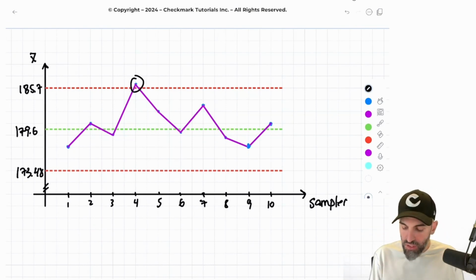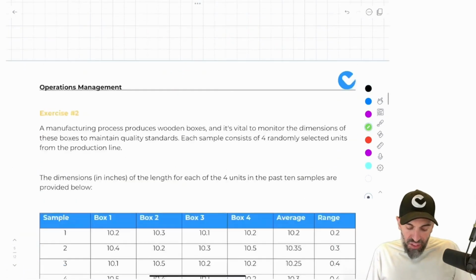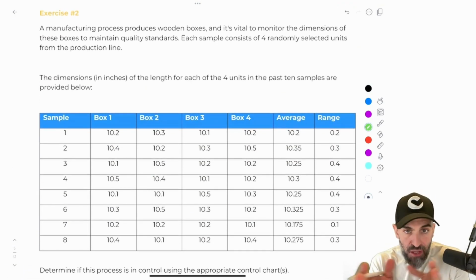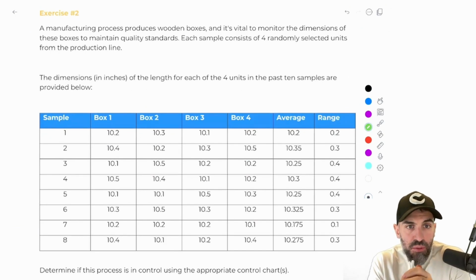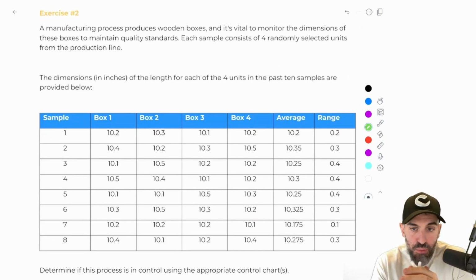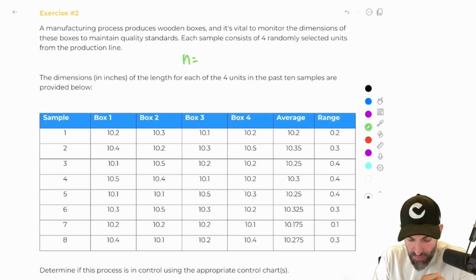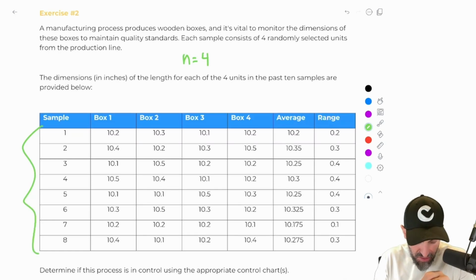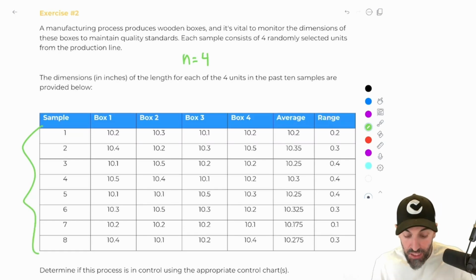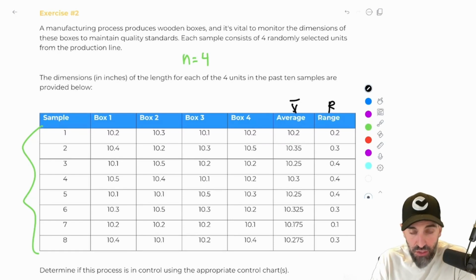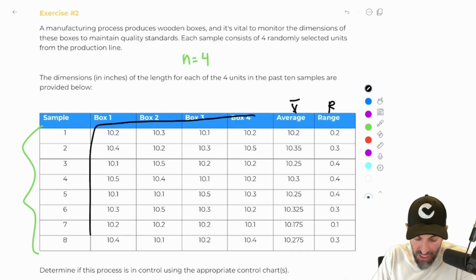Okay? Now, what if you don't have the standard deviation? This is what we'll see in this next example. So a manufacturing process produces wooden boxes, and it's vital to monitor the dimensions of these boxes to maintain quality standards. Each sample consists of 4 randomly selected units. So my sample size is 4, and I have 8 samples. The difference here, I've not only given you the averages, I've also given you the range, but I've also given you every single individual unit.